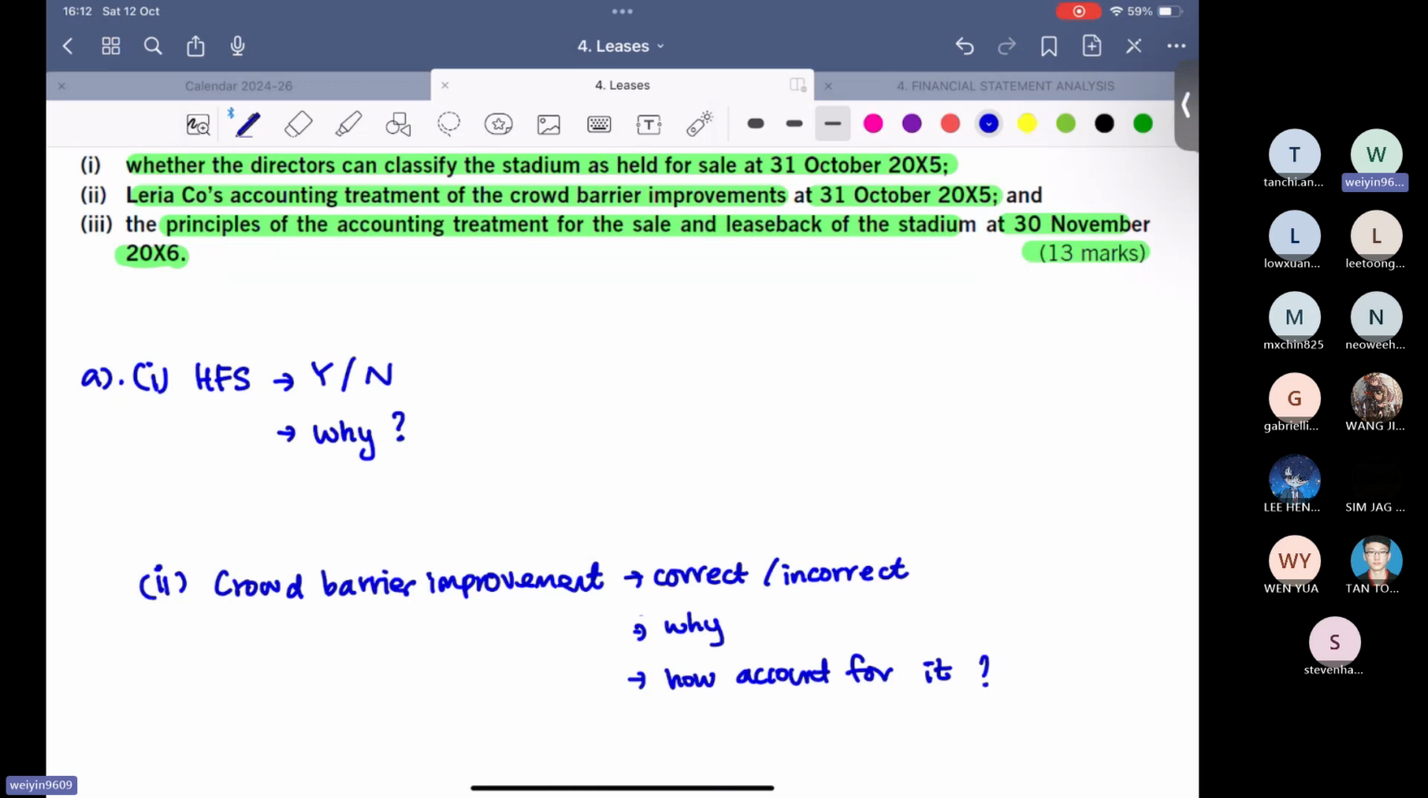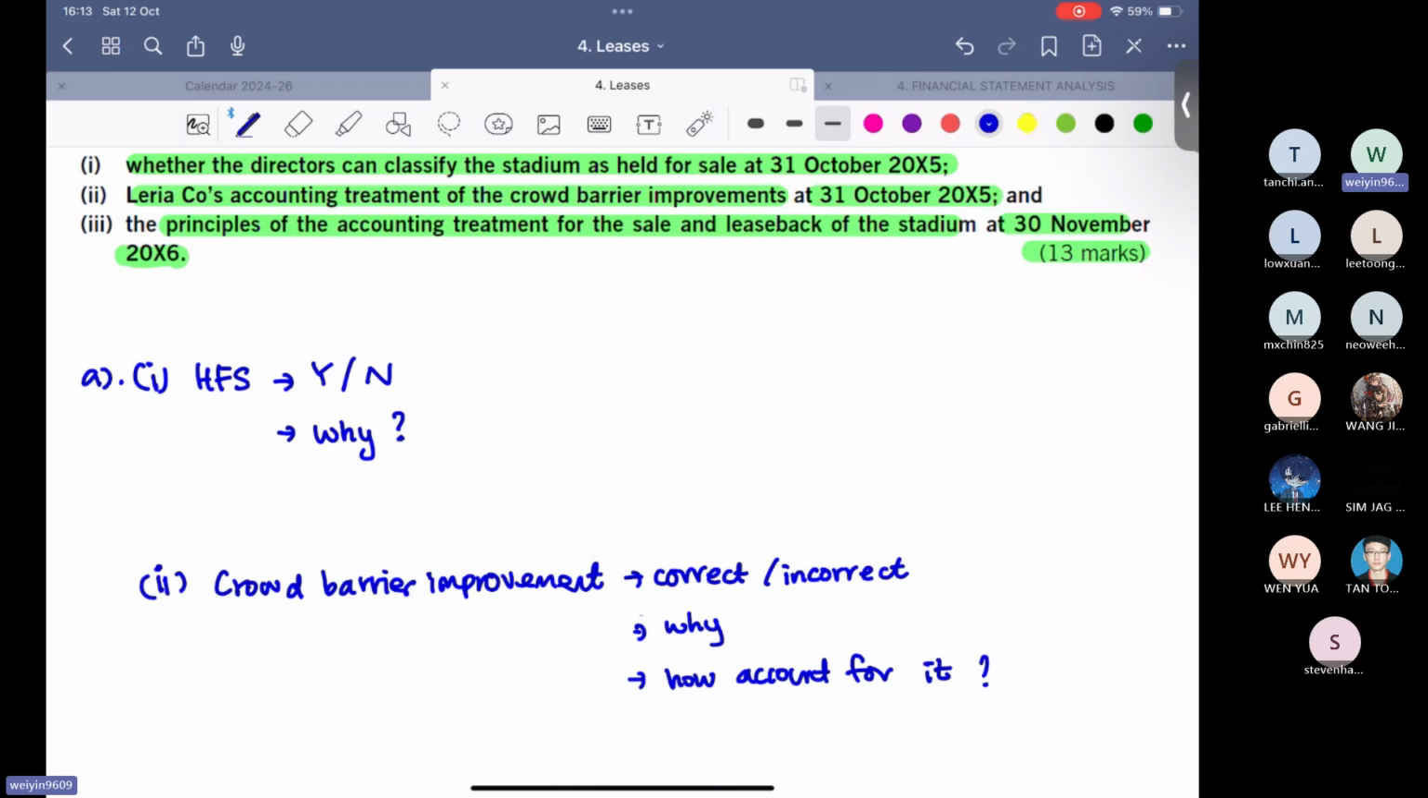And then number two, crowd barrier improvement, correct or incorrect? Because it's assumed for the accounting treatment. So when you say correct or incorrect, then you have to say why you say so, and then how you are going to account for it. Why does this one include how you account for it? Because it includes the figures, the calculation. That's why you need to tell the examiner how you are going to do it.